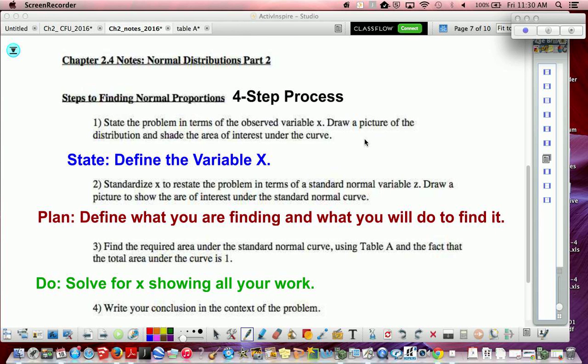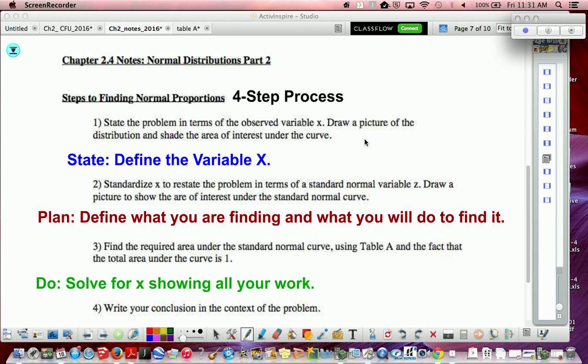Chapter 2.4, as it says up here, normal curves, part 2, or normal distributions, part 2. Yesterday, we were just taking a look at what a basic normal curve is all about, defining what a z-score is, how many standard deviations your score is away from the mean. What we do now in the second part is we apply it even more, okay? So we're going to take you through what we call a 4-step process.